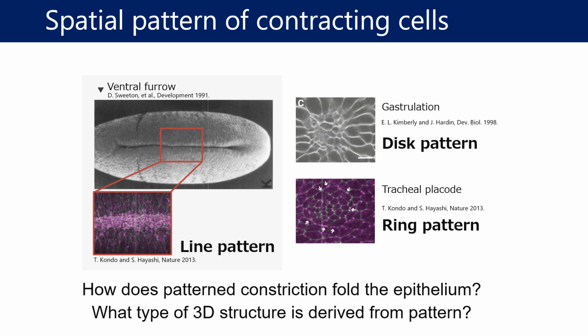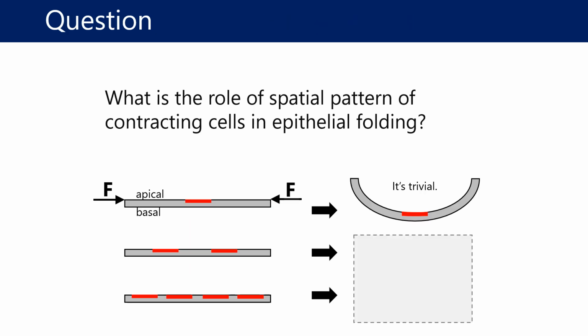The question is, how does this patterned contraction translate into tissue folding, and what types of 3D structures can be derived from these patterns? So the purpose of this study is very simple. If we have a particular spatial pattern of contracting cells, what shape will be folded based on the pattern? For instance, this is a cross-section of tissue along the apicobasal axis. If some cells are contracted by apical constriction, and if compression forces are exerted on the edges like this, the tissue can bend as invagination. It is a trivial example.